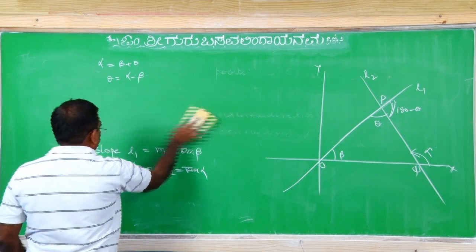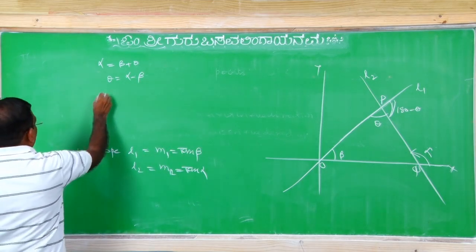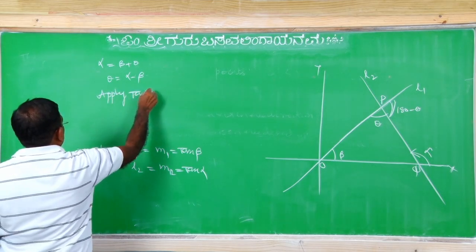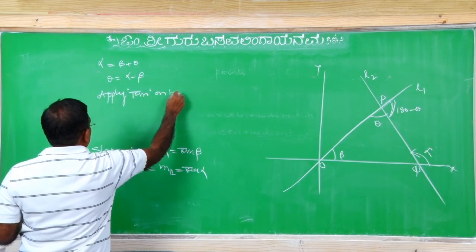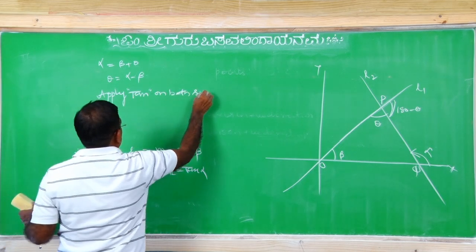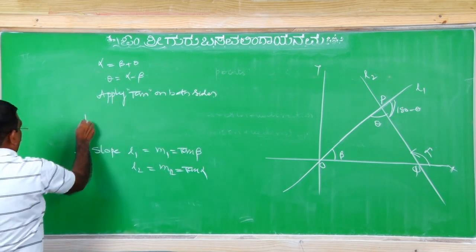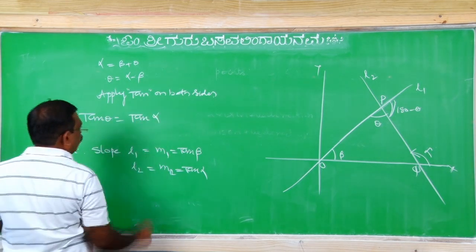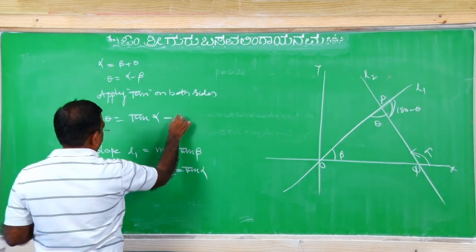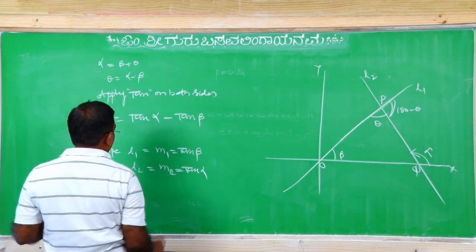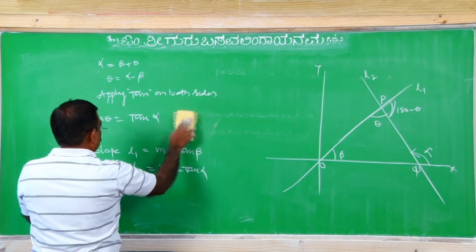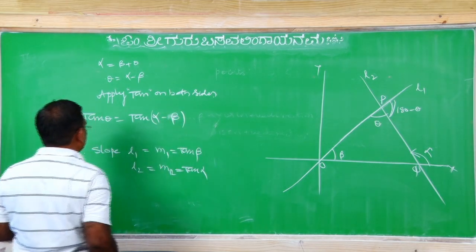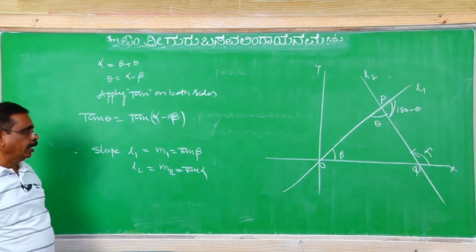Apply tan on both sides. Means tan theta is equal to tan of alpha minus beta. Sorry, you can write tan of alpha minus beta. First you can write this one. Apply tan means tan in this manner.